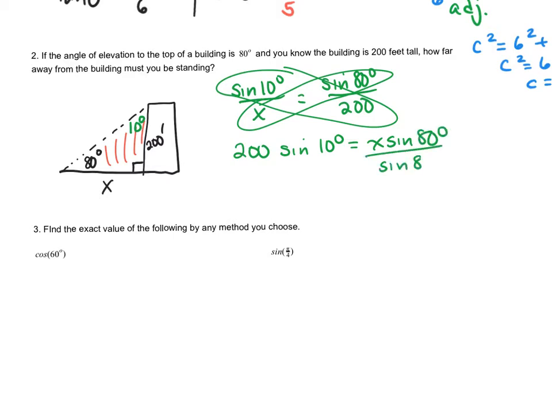And so I'll divide both sides by sine 80. And now everything on the left side is simply going to be a number. And that number is going to turn out to be 35.3 feet. So to have an 80-degree angle, you need to be standing 35.3 feet away from a 200-foot building.